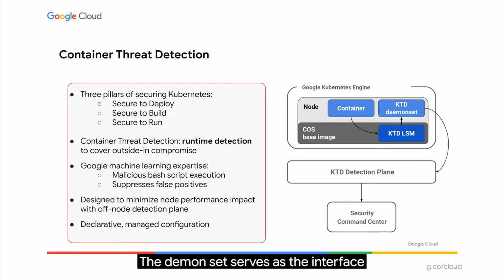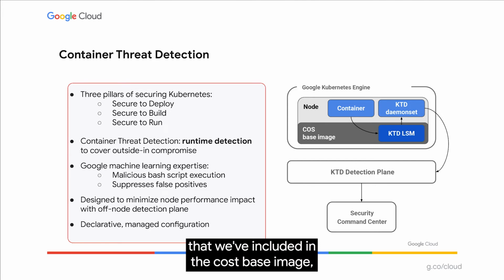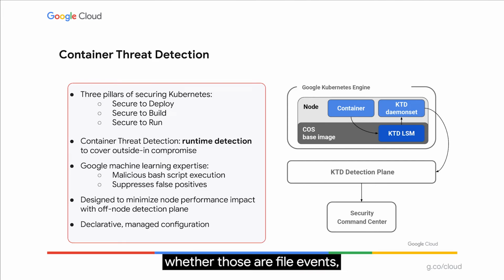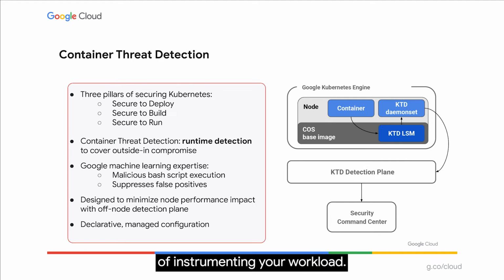The daemon set serves as the interface to our Linux security module. A Linux security module that we've included in the cost-based image gives us kernel-level insight into what's happening with your workload, whether those are file events, network events, process events. It also gives us a plane of visibility, which is below where a lot of adversaries will initially get user space execution. So we believe we have a fairly durable and robust way of instrumenting your workload.